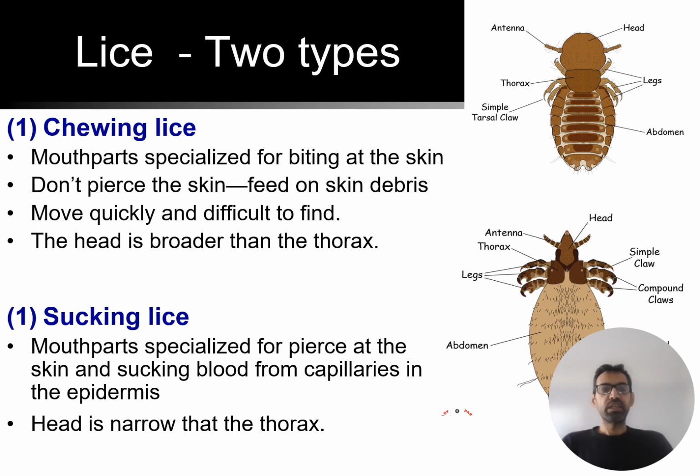General characteristics of lice. There are two types of lice: chewing lice and sucking lice. In the case of chewing lice, the mouth part is specialized for biting at the skin, and they do not prick but feed on the skin debris. They move quickly and are difficult to identify or find. The head is broader than the thorax, as shown here in this upper picture. In the case of the sucking lice, as shown in the second picture here, the mouth part is specialized for pricking the skin and sucking the blood from the capillaries of the epidermis of the host, and the head is narrower than the thorax. That's why they are used for pricking the blood from the host.